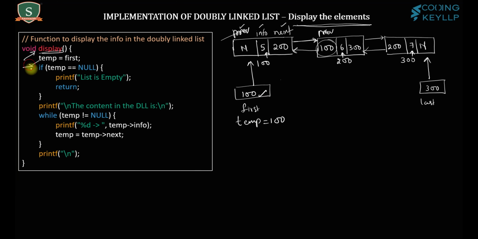You look at this condition. If we have an empty linked list, we already know that the first and last values will be null. So if temporary is equal to null, then the list is empty. Since we already have elements, we are trying to print the elements that are there in the linked list. Now temporary is equal to 100, so we have a total of 3 lines including the while loop condition. Let us see what happens.